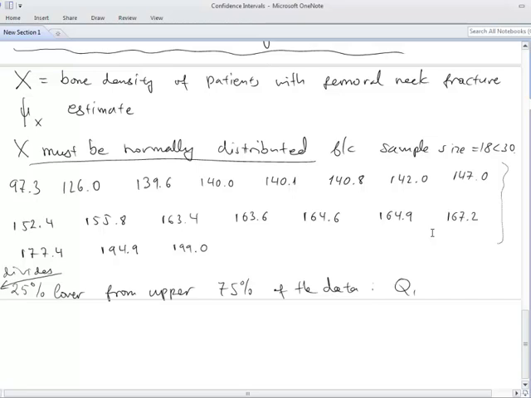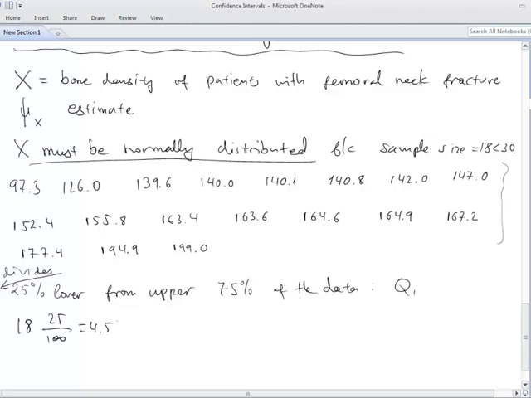So let's see here what would be the first quartile. If you multiply, you have 18 data points. 18 times 25 over 100, which is 1/4, will give you 4.5. So you need a number between the 4th and the 5th. Actually, you need a number which essentially will be the 4.5 number in that order that would divide the lower part, the lower 25% of the data.